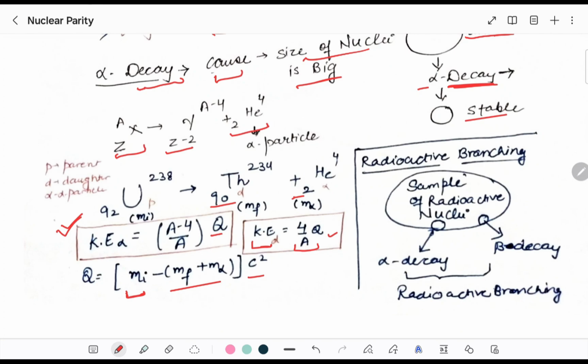Now sometimes the question asks about radioactive branching. What is radioactive branching? Suppose we have a sample of radioactive nuclei. Some of the nuclei undergo alpha decay and some undergo beta decay, and this is known as radioactive branching. So in alpha decay, the kinetic energy of the alpha particle would be this one, and the kinetic energy of the daughter nucleus, which is thorium, is 4/A into Q. How to calculate Q? We calculate the mass of the parent nucleus minus the mass of the daughter plus the mass of the alpha particle, into c square. This is how we can calculate the value of Q.